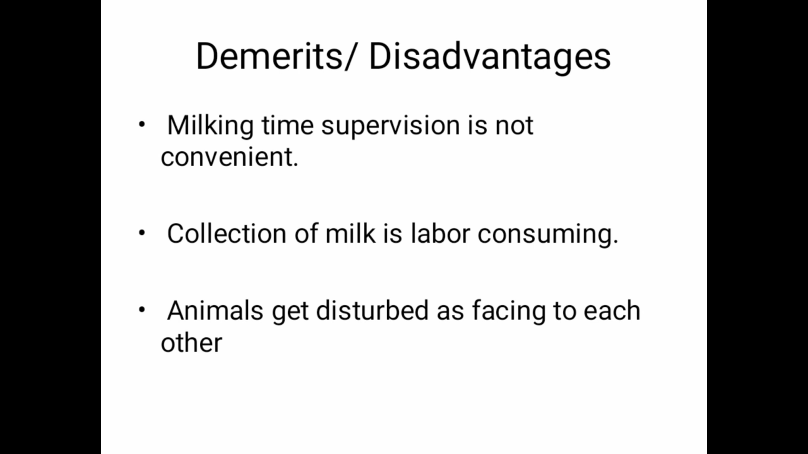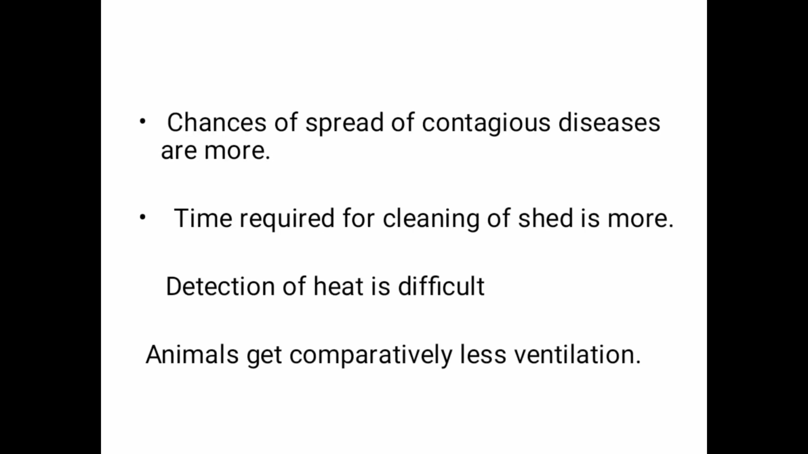Then the third disadvantage is the animals get disturbed as they are facing each other. When the animals are facing each other, there is no isolation, and they may get disturbed. Some animals are aggressive and some are docile. So while feeding or while taking rest in the animal house, some of the animals may get disturbed. There are chances, and when the animals get disturbed, it indirectly affects the production performance of animals. So that is another demerit or disadvantage.